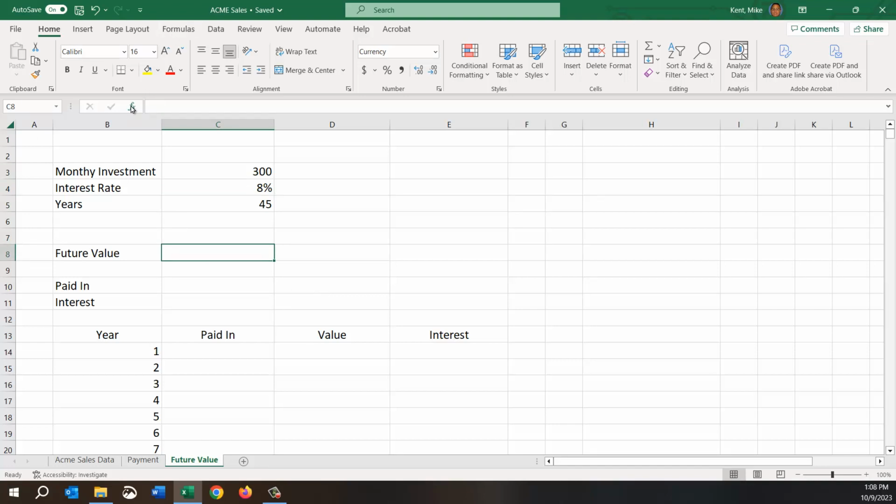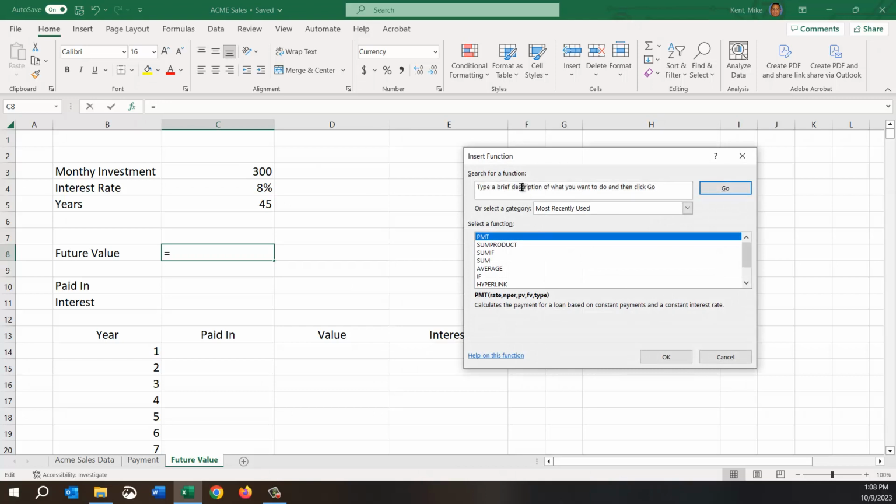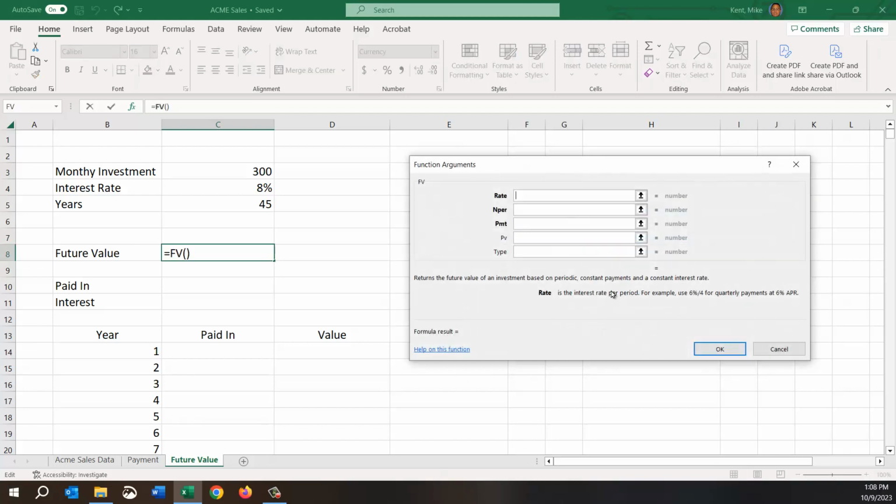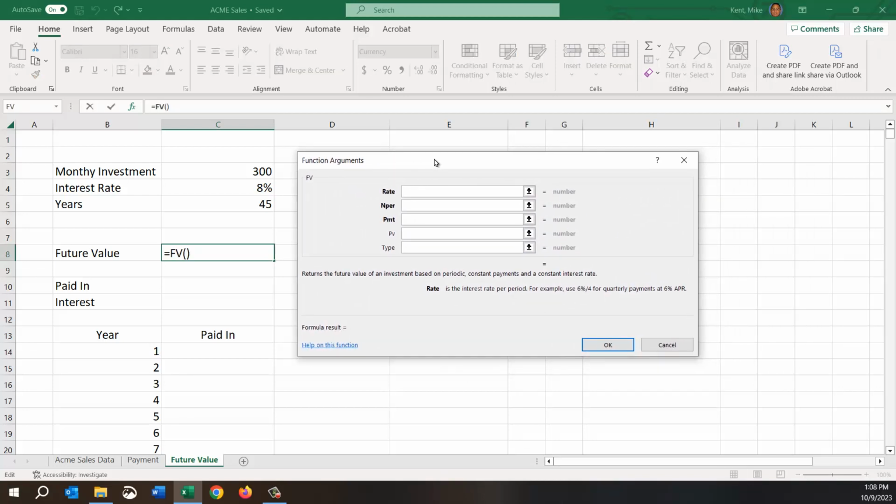So if I do fx right here, and I'll type in fv and go, and I want future value. And future value needs, once again, three pieces of information. It needs the interest rate, the number of payments you're going to make, and how much each payment's going to be. So my interest rate is right here. It is in C4, but once again, I need to divide by 12 because I need a monthly interest rate.